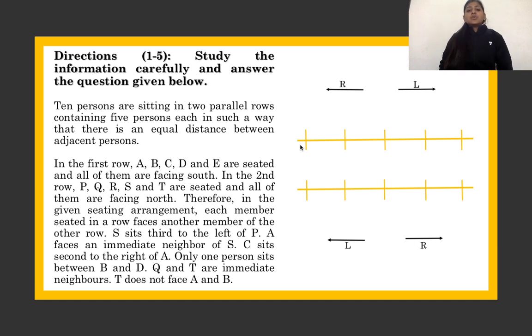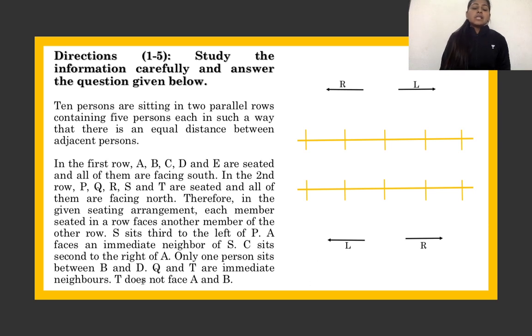Only one person sits between B and D. So if one person sits between B and D, they will be occupying these two places, but in which order, we don't know, which leaves us with this position and E, which means E will take this position. Okay. And Q and T are immediate neighbors. So S is here, P is here. So Q and T can take these two places if they have to be together, which means R takes the first position. And last thing, how to figure out which position Q and T and B and D are exactly taking.